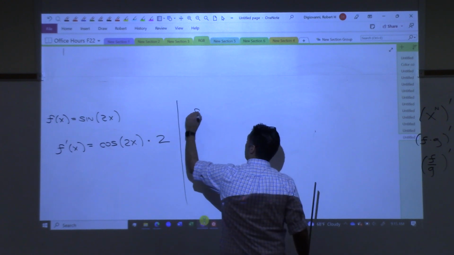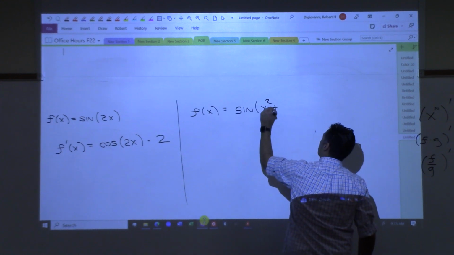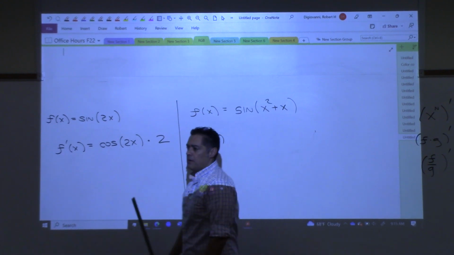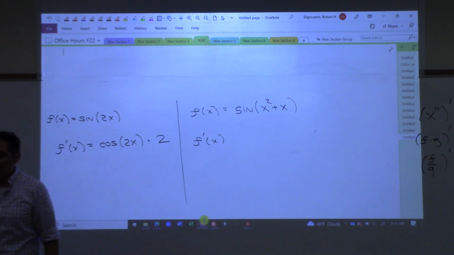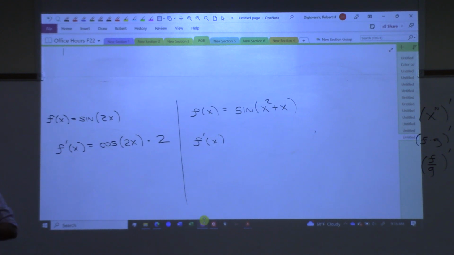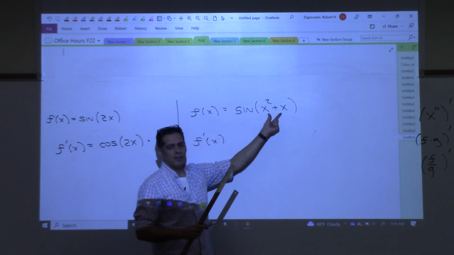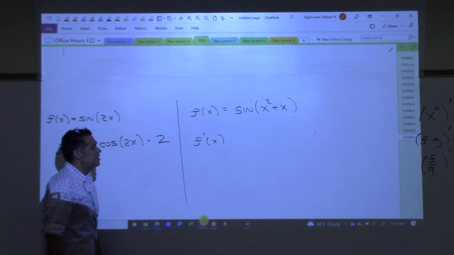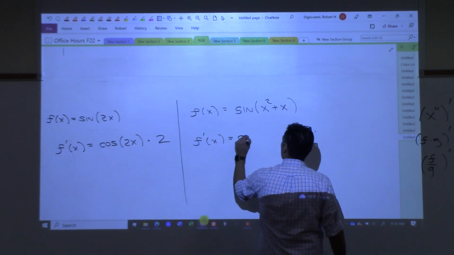Let's say I gave you f of x is, let's go with sine again, sine of x squared plus x. And I ask you for the derivative. All right, you look at this and you say, okay, I have composition. I have sine of x squared plus x, right? Outer layer, inner layer. The outer layer of this function is the sine function. The inner layer is the x squared plus x, right? So we start with the outer layer. What's the derivative of sine of x squared plus x? Cosine of what? X squared plus x.